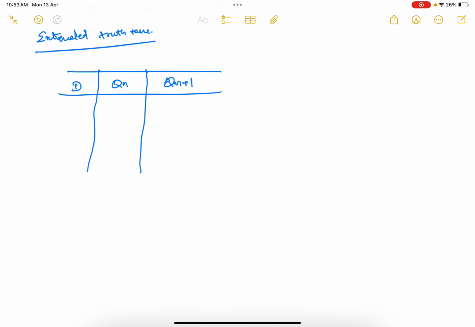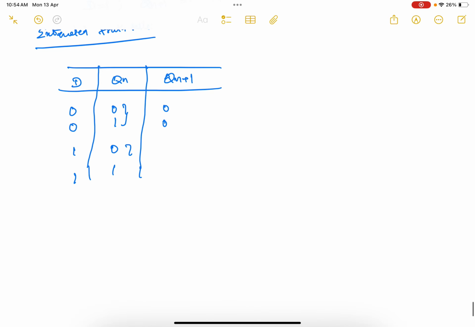So when you expand your Qn, Qn can be either 0 or 1 for your input as 0. Similarly, for the input as 1, Qn can be either 0 or 1. So when D is 0, I am not going to worry about the present state, that is Qn. When D is 0, my next state is always going to become 0. Similarly, when D is 1, I am not going to worry about the present state. My next state is always going to become 1.